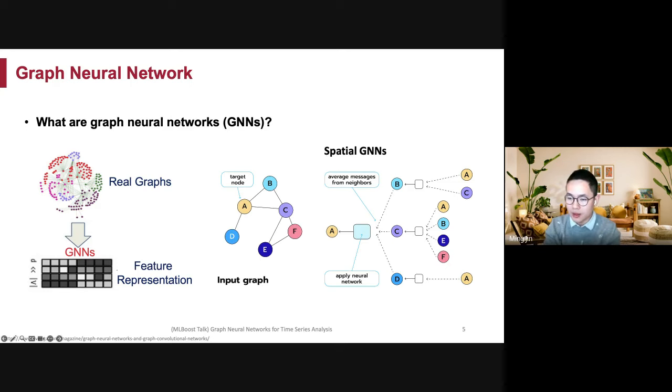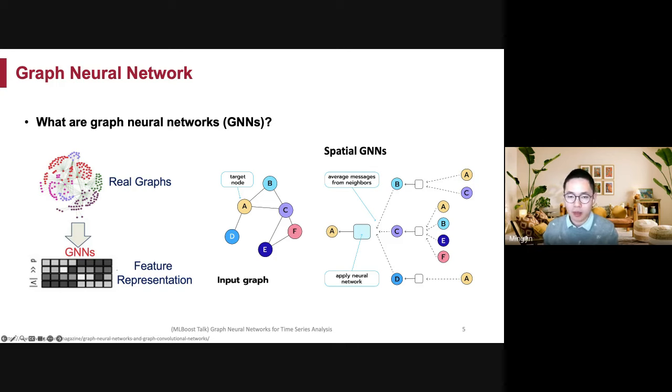Okay, so this is just a toy example of message passing, which is very straightforward and makes sense in many real-world scenarios, such as traffic modeling, where adjacent nodes usually share certain patterns. For example, one road is congested, and we expect that the directly connected road may be congested as well. So that's the case in real-world traffic modeling applications.